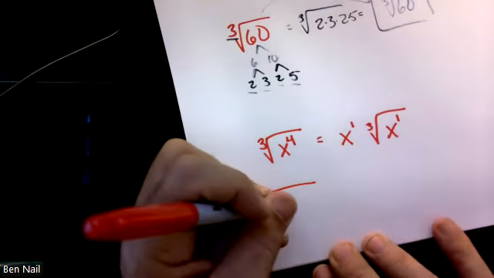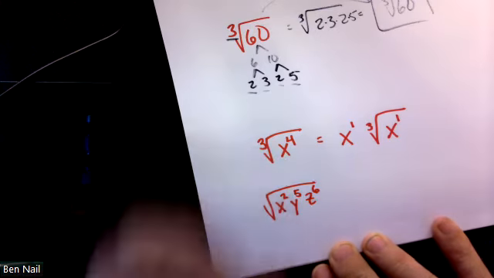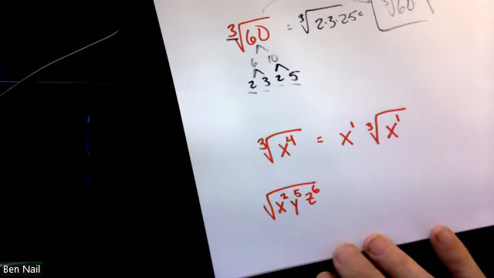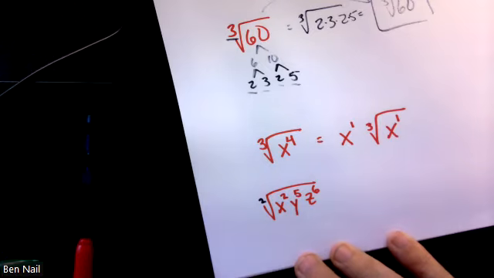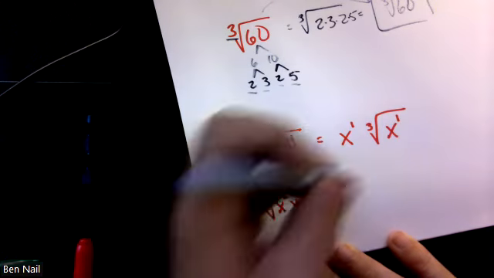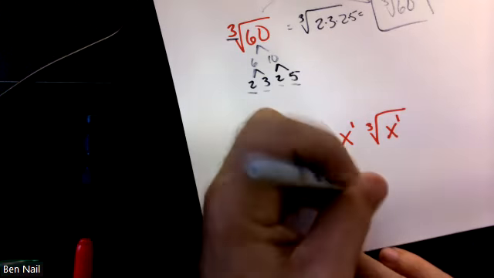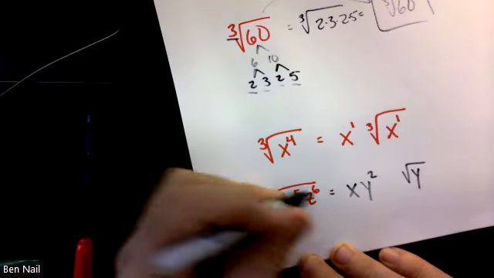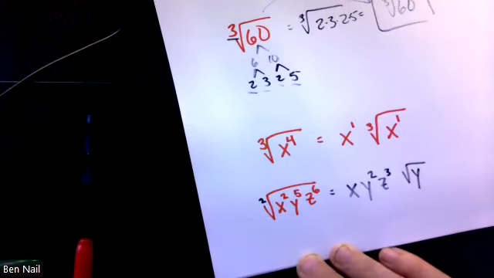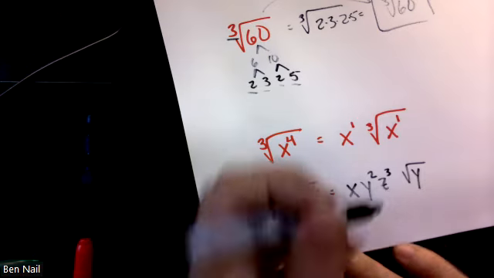Okay, same thing. So if we had the square root of x squared, y to the 5th, z to the 6th. Remember, if there's no index, it's automatically a 2. 2 goes into 2 one time evenly with nothing left over. 2 goes into 5 twice with 1 left over. 2 goes into 6 3 times evenly. So the simplified form is x, y squared, and z to the 3rd, with the square root of y.